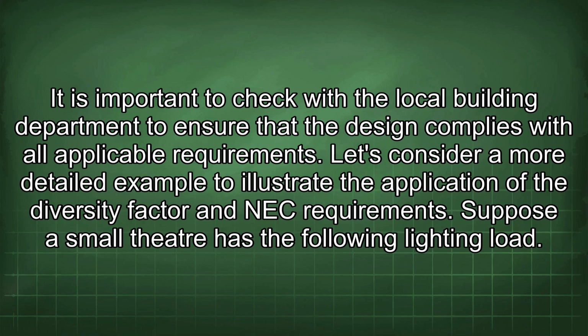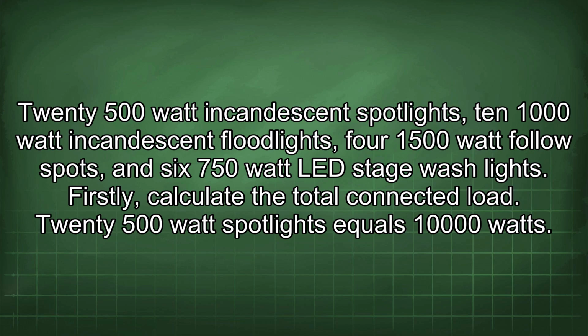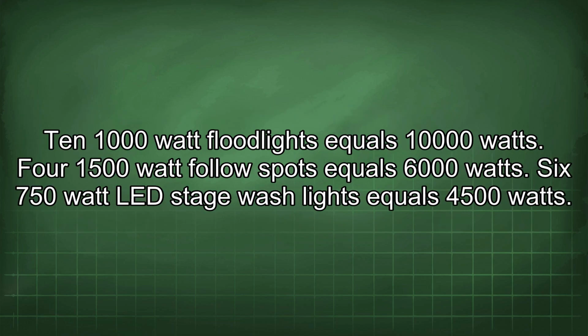Suppose a small theatre has the following lighting load: 4 2500 watt incandescent spotlights, 10 1000 watt incandescent floodlights, 4 1500 watt follow spots, and 6 750 watt LED stage wash lights. Firstly, calculate the total connected load. 4 2500 watt spotlights equals 10,000 watts. 10 1000 watt floodlights equals 10,000 watts.